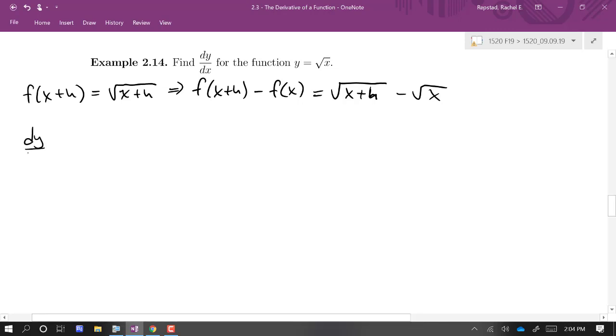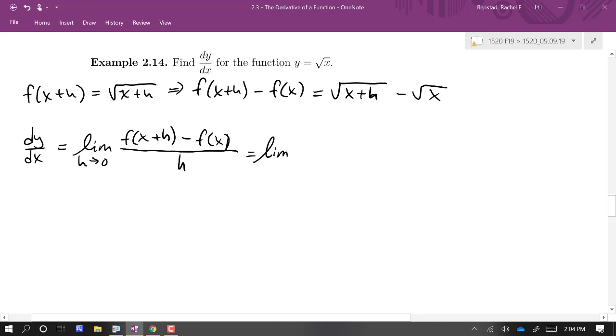So we're going to find the derivative, dy/dx. Its limit as h approaches 0 of f of x plus h minus f of x, all over h. I know what goes on top.